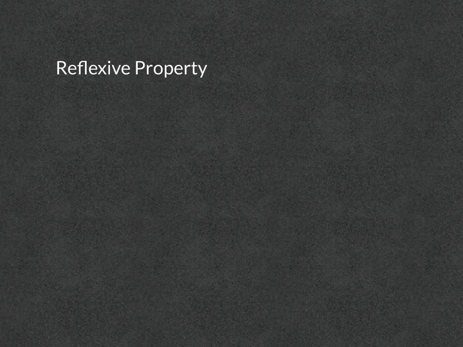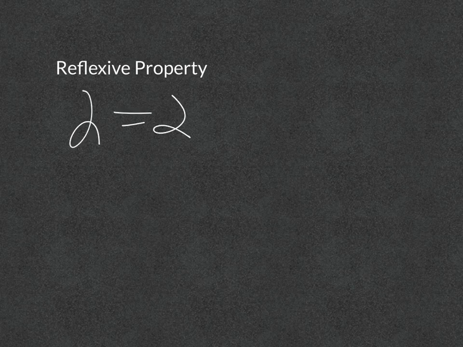Hey guys, this video is to discuss the 4 properties of equality. So the first property is the reflexive property, and it just means that anything, any number, any quantity is exactly equal to itself. So like 2 is equal to 2, right?